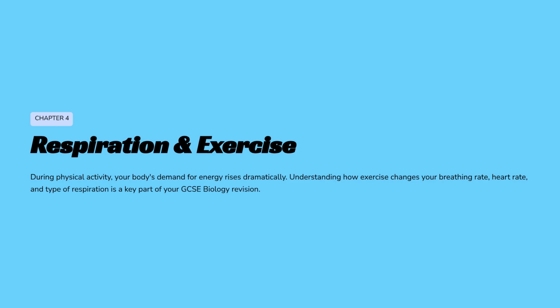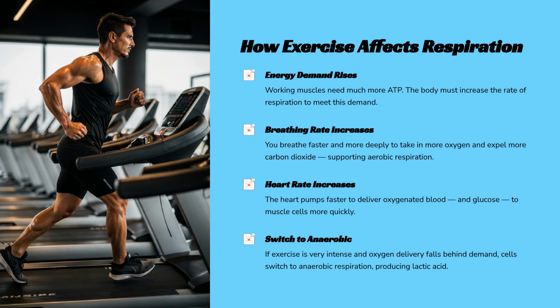Let's begin Chapter 4, Respiration and Exercise. When you are physically active, your body's energy demand increases significantly. This section explains how exercise affects your breathing, heart rate, and the type of respiration your body uses. Exercise increases energy demand, leading to higher breathing and heart rates to supply oxygen and glucose to muscles. If oxygen delivery cannot meet demand during intense exercise, the body switches to anaerobic respiration.